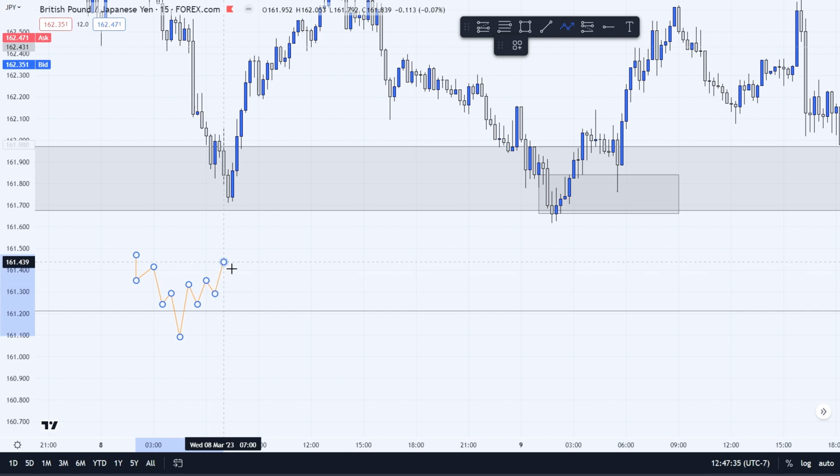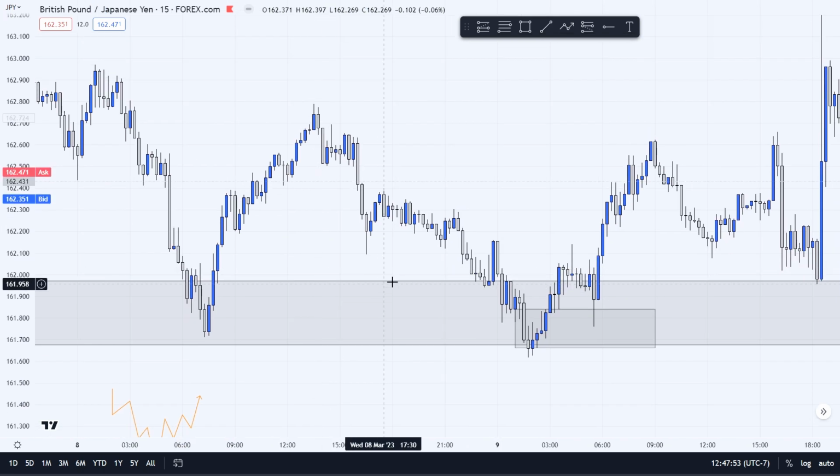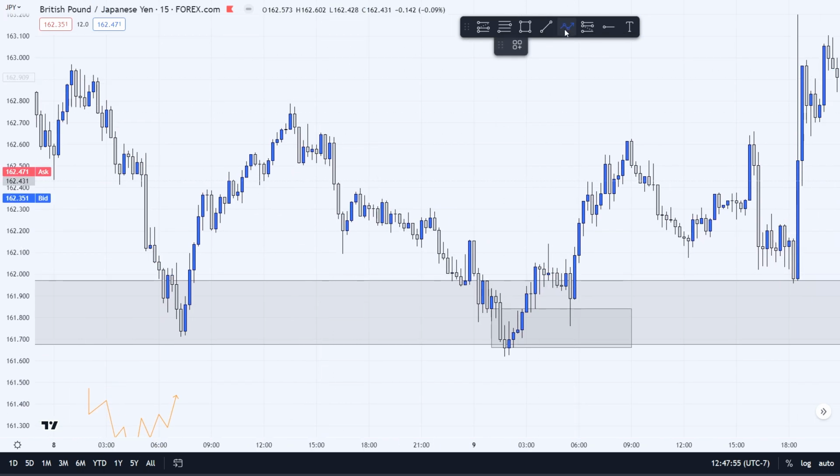So once it makes that third high, then I delete my buy limit or sell limit, whichever direction I'm trading in. I delete it, and then I wait for price to retest my supply or demand zone, and then I look for the trade setup all over again. So like you see right here, that's exactly what it did.